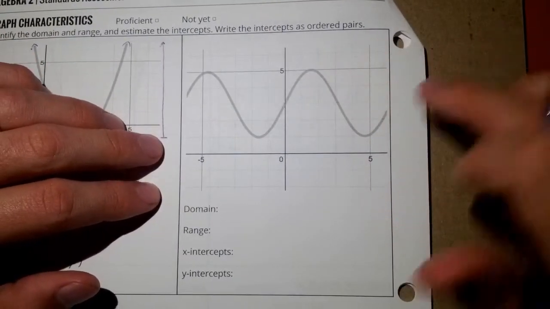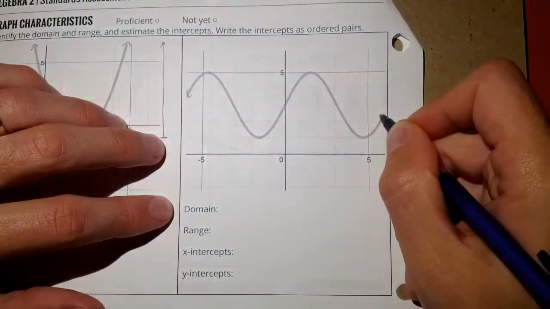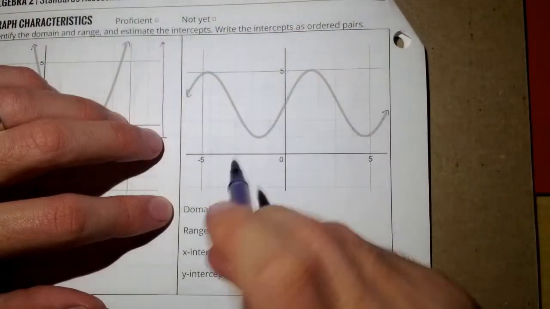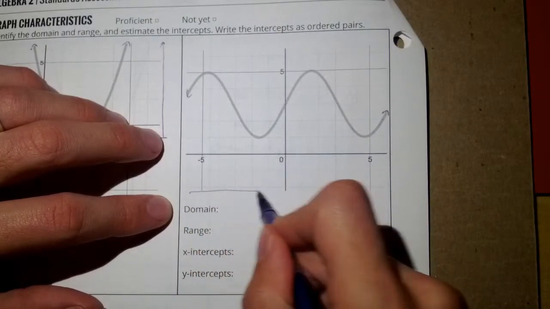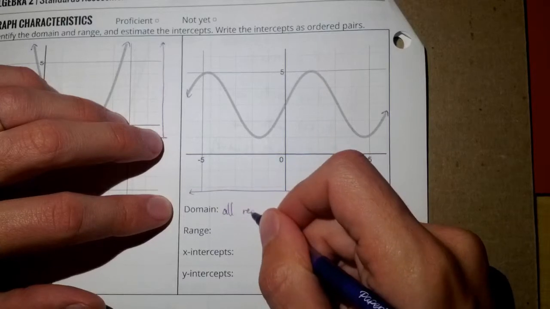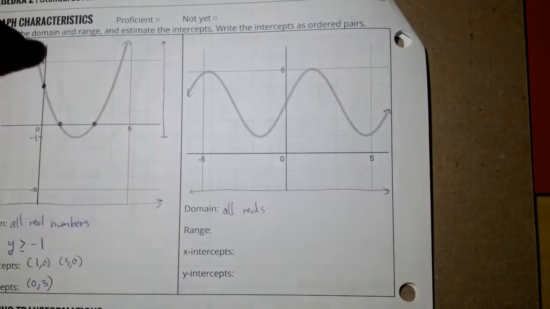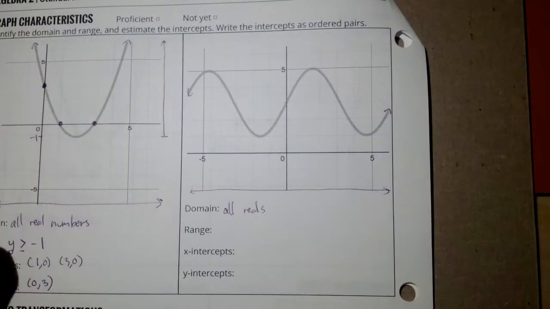Here I have a graph that goes up and down. My domain, again, is going to be all reals because it goes to the left forever, it goes to the right forever, so it covers everything. Now it's important to note that not all graphs will have domains that are all real numbers. It's just a coincidence that both of these two did.